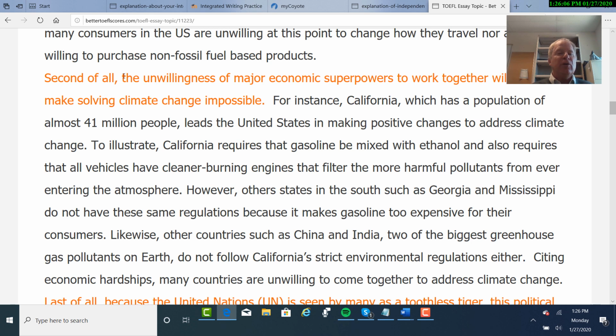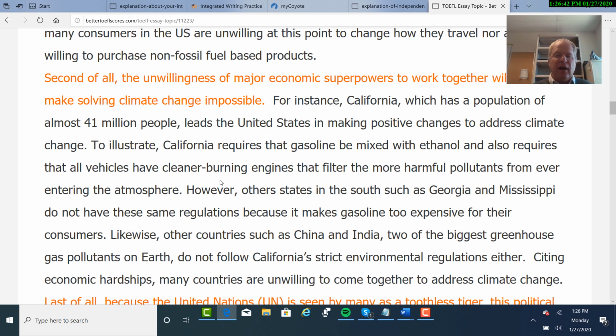Second of all, the unwillingness of major economic superpowers to work together will also make solving climate change impossible. For instance, California, which has a population of almost 41 million people, leads the United States in making positive changes to address climate change. To illustrate, California requires that gasoline be mixed with ethanol and also requires that all vehicles have cleaner burning engines that filter the more harmful pollutants from ever entering the atmosphere.